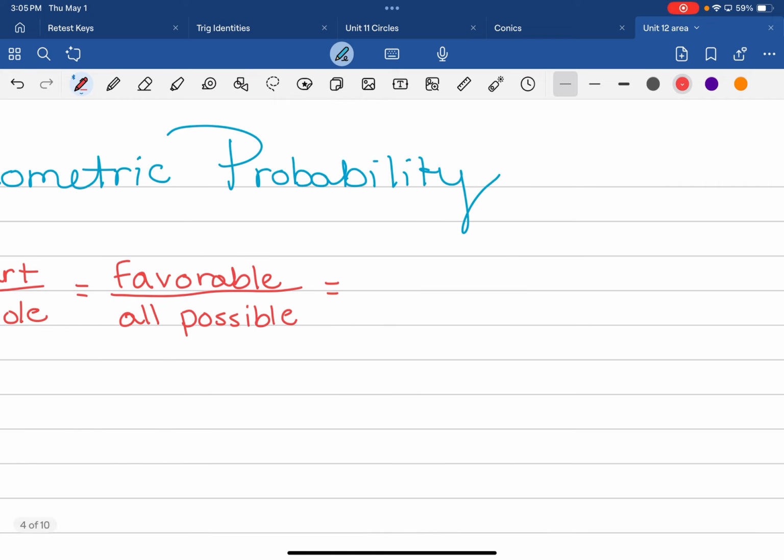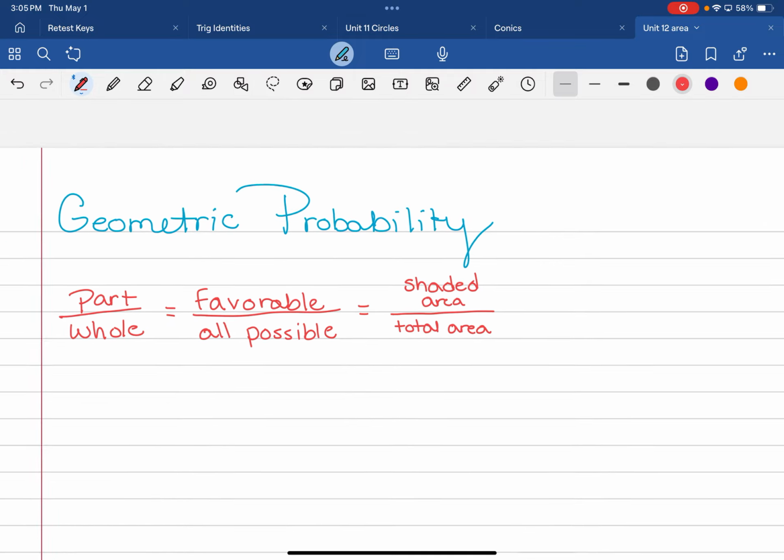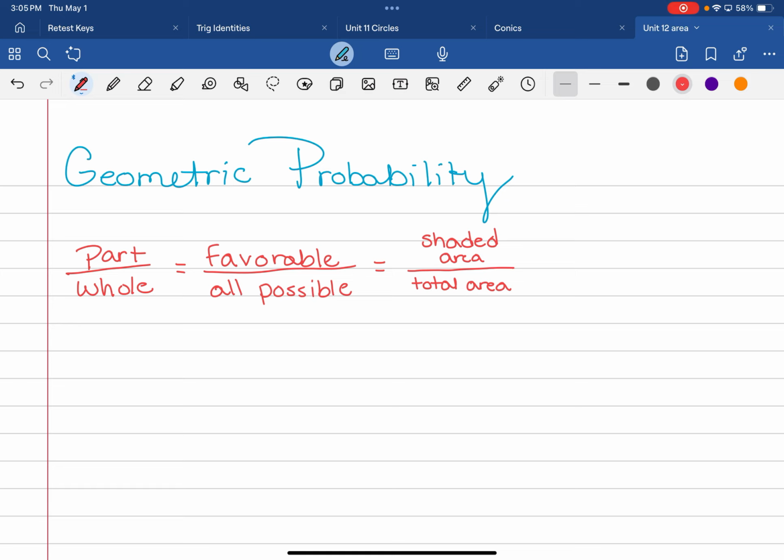And then we also have, specifically for geometry, when we're doing area and all that kind of stuff, a lot of times what you're going to look at is your shaded area, because that's the area that we care about, over total area. So these are just a couple of the ways that you might see the answers, that's how they need to be set up. Keep that in the back of your mind as you're working through these problems.